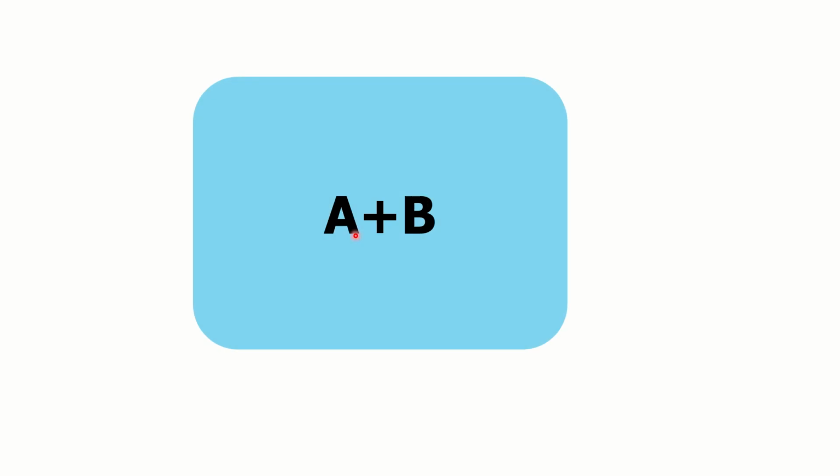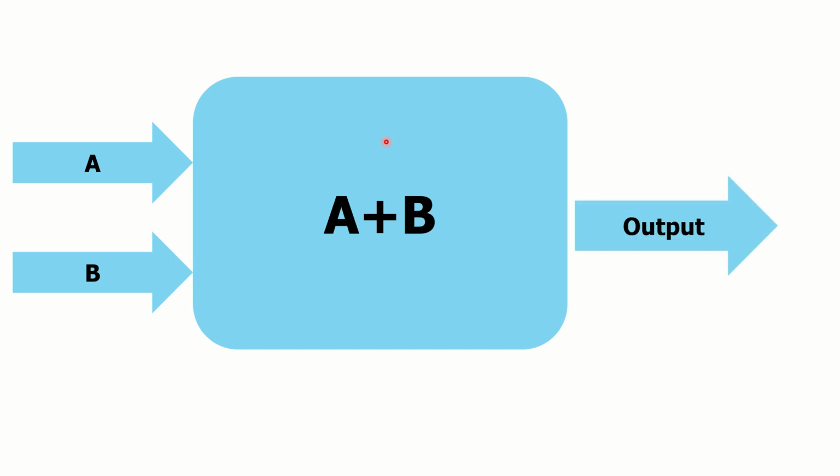Let's understand one more example. Here this is one function, a plus b. a is an input, b is another input, and we will add a and b, and then we will get some number as output.